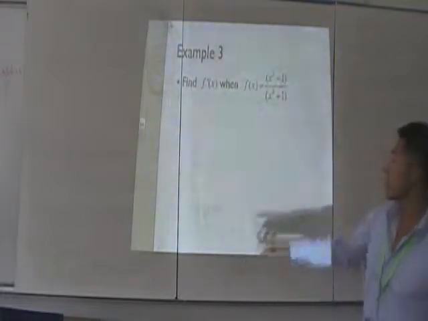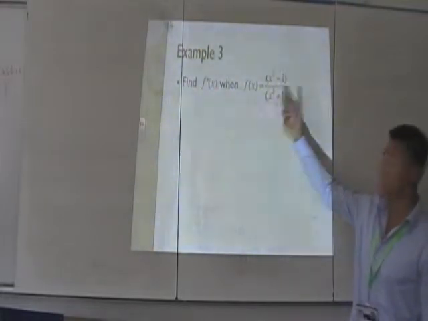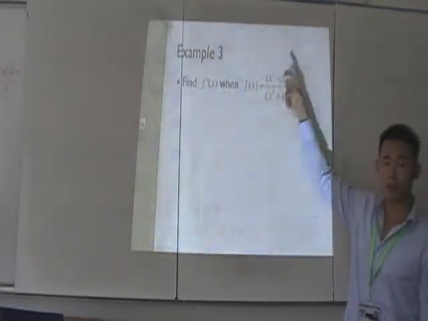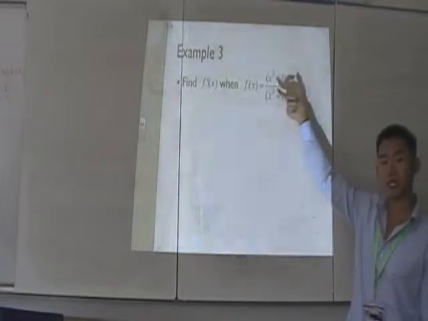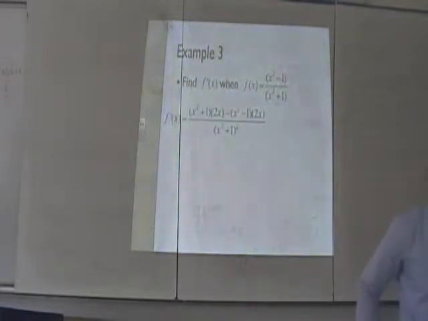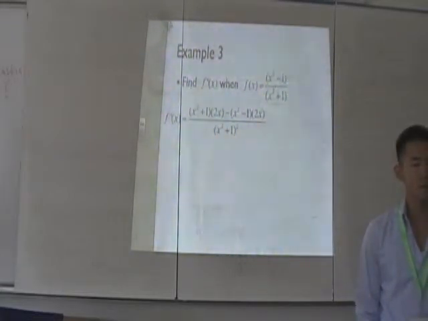Alright, so you should have this: x squared plus 1 in parentheses times 2x minus x squared minus 1 in parentheses times 2x, all over x squared plus 1 squared. Any questions there? Anyone not sure where I got that from? Okay, you just took the derivative. You just did the calculus part.